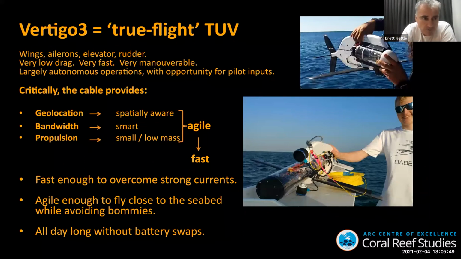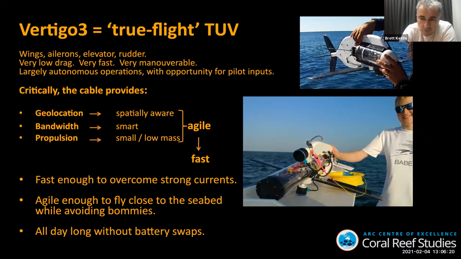So again, wings, ailerons, elevators, rudders, very, very low drag. And when I say that, I'm talking about when it's being towed in an operational sense, relatively shallow, total drag forces of the glider are less than 1 kilogram. This, of course, means that you don't need a big boat and all the rest of it. It also means you can pull them very fast without them putting a lot of drag on. And for a bunch of reasons, it's also very maneuverable, but largely autonomous, so that a pilot can sit there and make some control inputs.